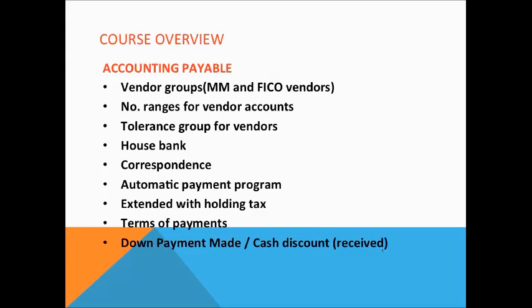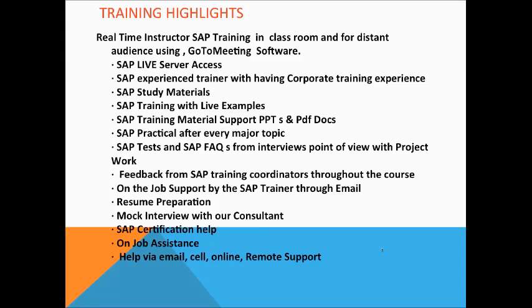In accounts payable: vendor groups, material management and FICO vendors, number range for vendor accounts, tolerance group for vendors, house bank, correspondence, automatic payment program, extended withholding tax, terms of payment, down payment made, cash discount received. Accounts receivable: customer group, SD and FICO customers, number range for customer accounts, customer master records, down payment received, dunning, cash discount, bill of exchange, which is basically used in Europe and some other parts of the world.